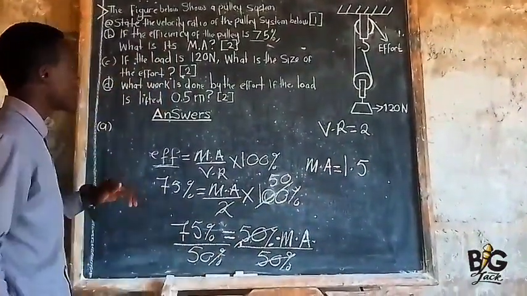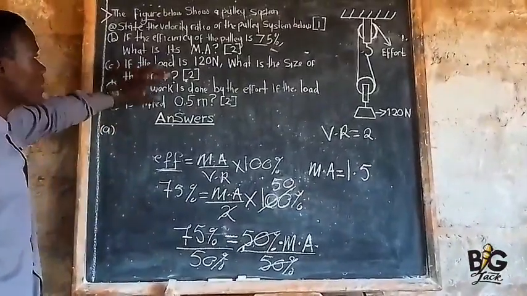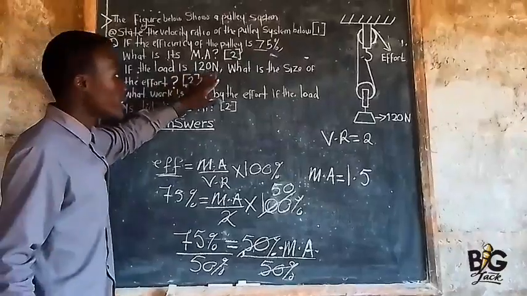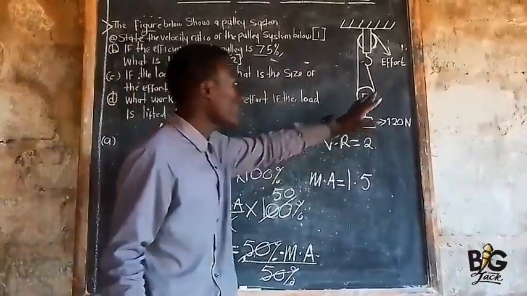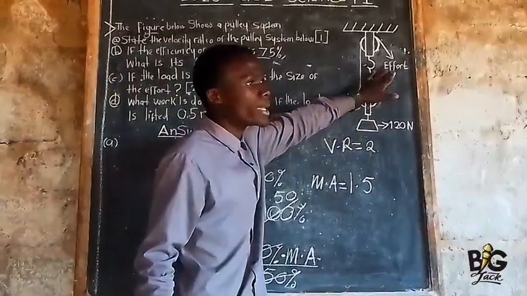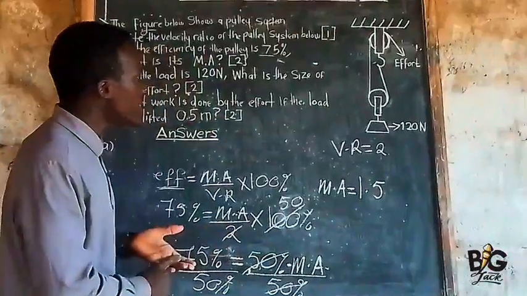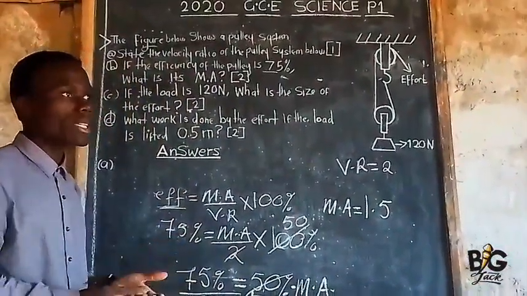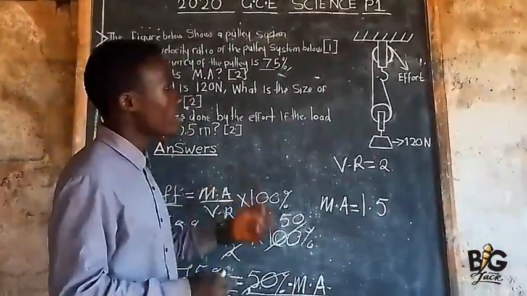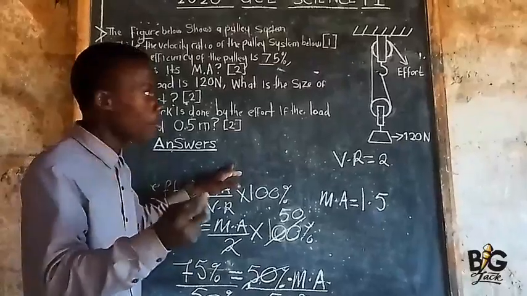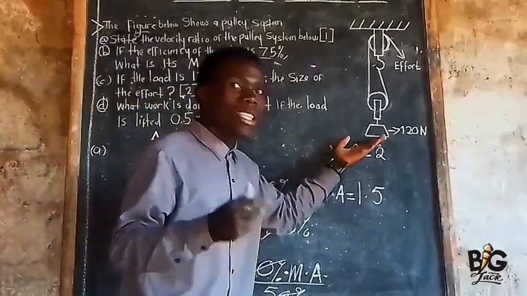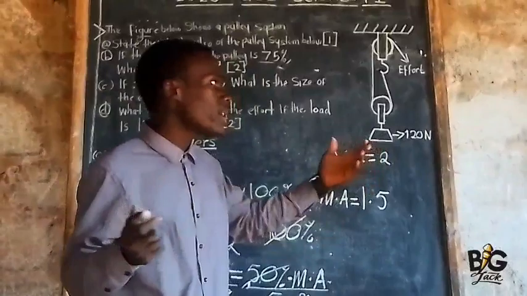Now, the next one is saying, if the load is 120 newtons, what is the size of the effort? So they are asking us to find the effort which was applied here. Now, this question is coming from simple machines. What usually happens when you are using a simple machine is that you apply less effort, but the load that is involved is bigger.